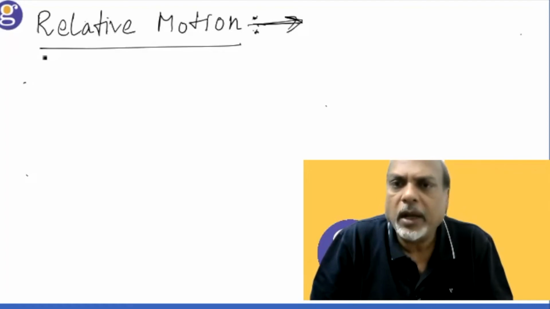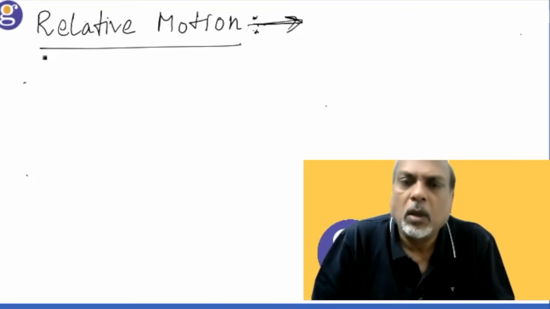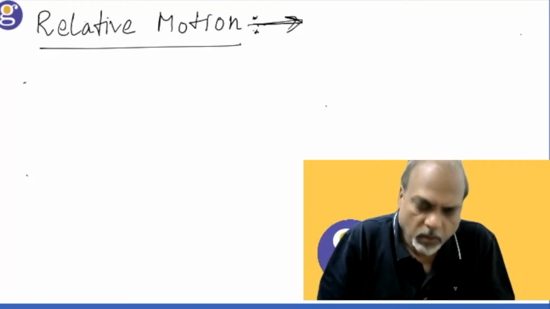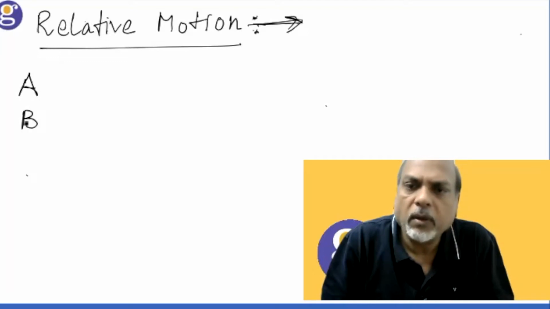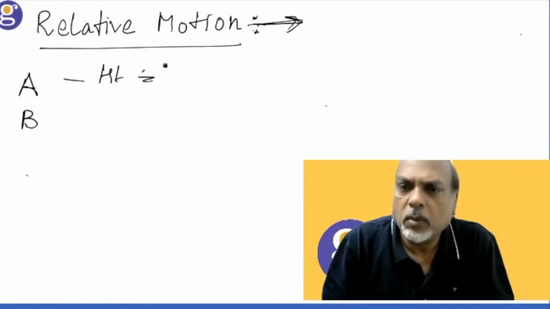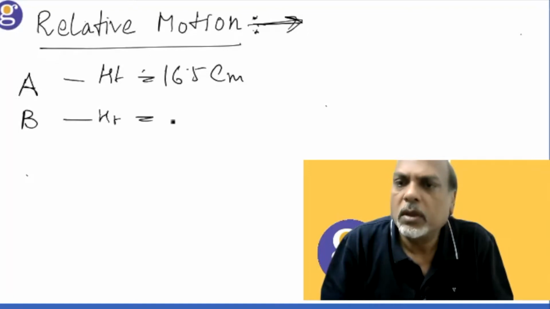So we will understand this topic with small problems. Suppose you have one person as A and another person as B. Height of A is suppose 165 centimeter and height of B is suppose 157 centimeter.